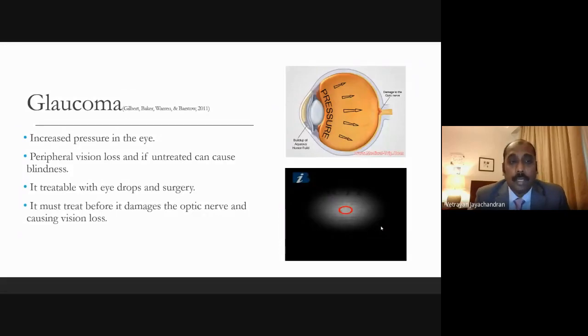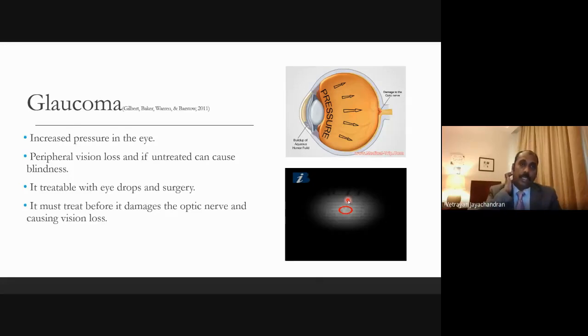So next is glaucoma. The pressure inside the eyes will be increased. So this will cause compression of the optic nerve. Sometimes, if it is in a very severe condition, the compression of the optic nerve will cause total blindness for the patients. So here what happens is they will have a loss of peripheral vision. You can see they will have the peripheral visual field affected. They can only see the central visual point.